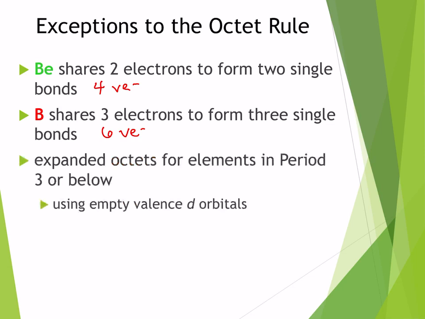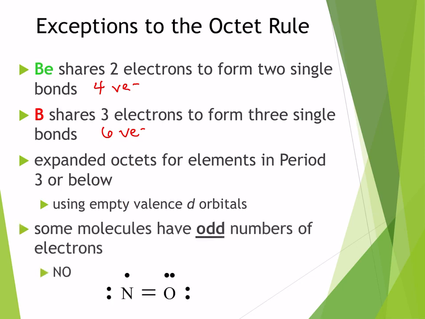That's kind of the most we're going to get into, the rationale in this class. Higher levels of chemistry will talk to you lots more about it. Some molecules, though, rather than having less than an octet or expanding their octet, can have odd numbers of valence electrons. So this is like nitrogen monoxide here.